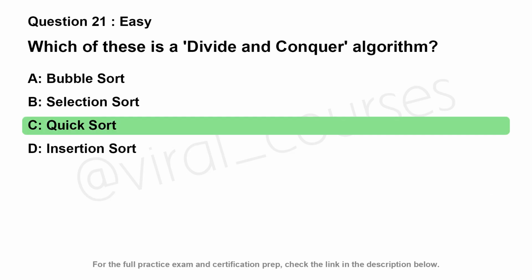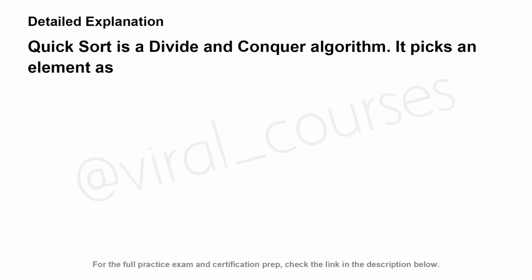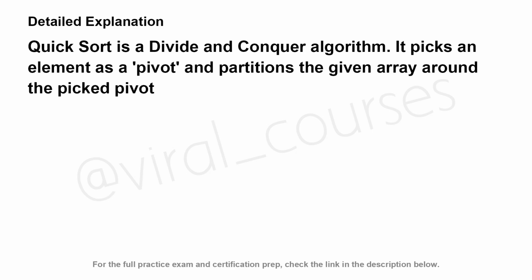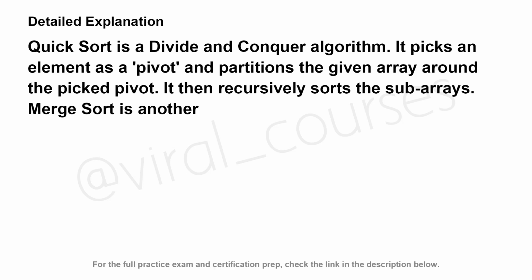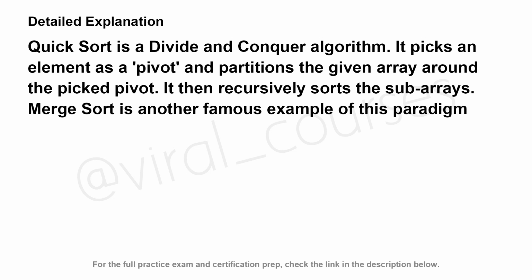The correct answer is C. Quick sort is a divide and conquer algorithm. It picks an element as a pivot and partitions the given array around the picked pivot. It then recursively sorts the subarrays. Merge sort is another famous example of this paradigm.